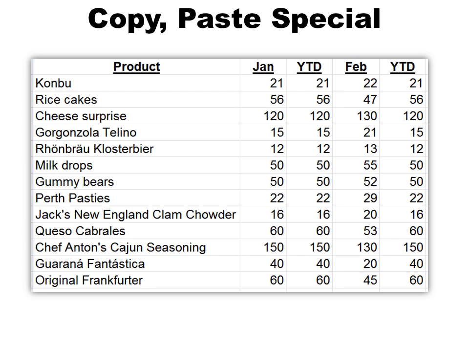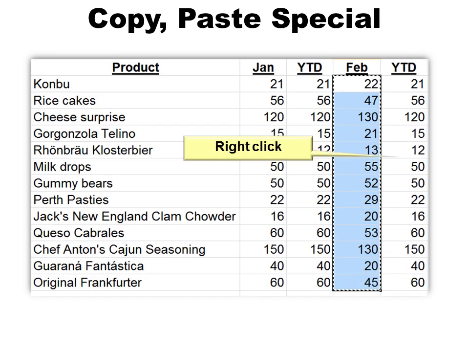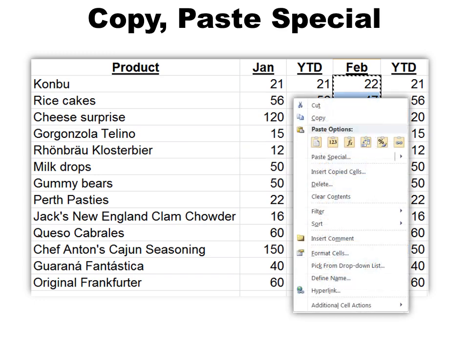I don't want to just paste it, but now I'm going to use my paste special. So I've copied it, and then instead of pasting, just Control-V or however you normally paste, I want you to right-click, and that's where we'll find paste special. We have lots of options in there, but we want the paste special option.